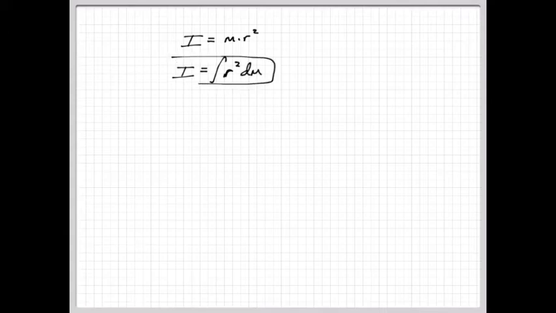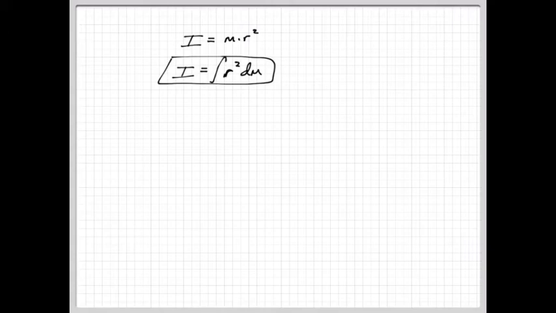Okay, so if the moment of inertia is mass times r squared, it follows that if we look at the tiny bits of mass located at some distance, this becomes an integral of r squared dm. Now if you remember that table I showed you with all those different moments of inertia, this is where they come up with that.